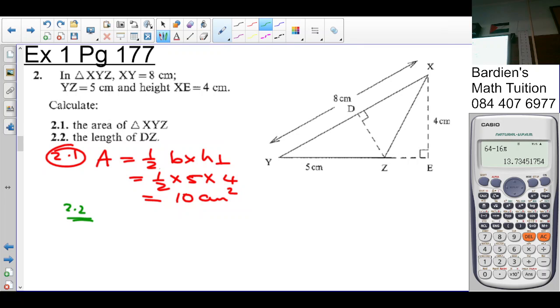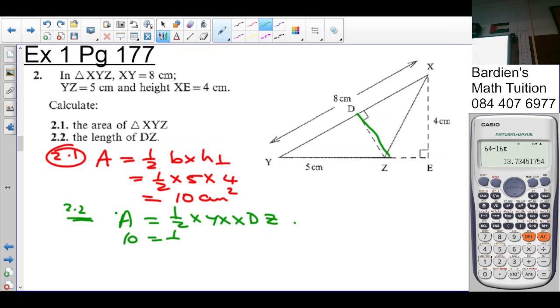In 2.2, determine the length of DZ. So it's actually the perpendicular height. Can you see that? However, we know what the area of this triangle is. So the area of this triangle is going to be half my base, which is YX, times my perpendicular height, which is DZ. But we know what the area of this diagram is. What's the area of this diagram?